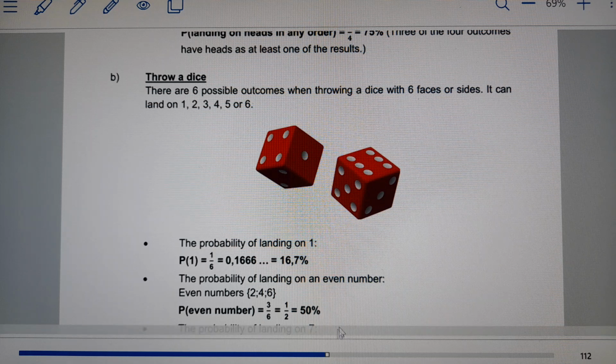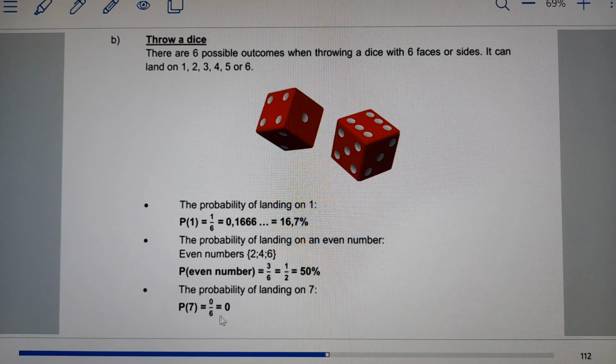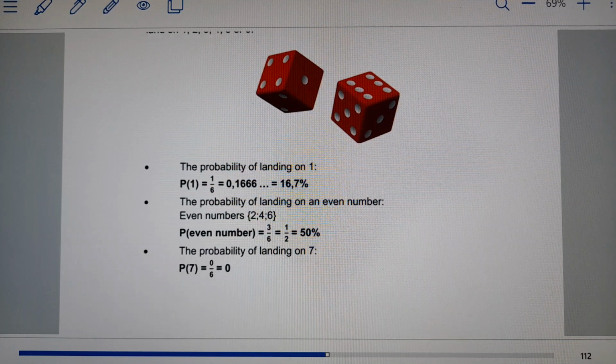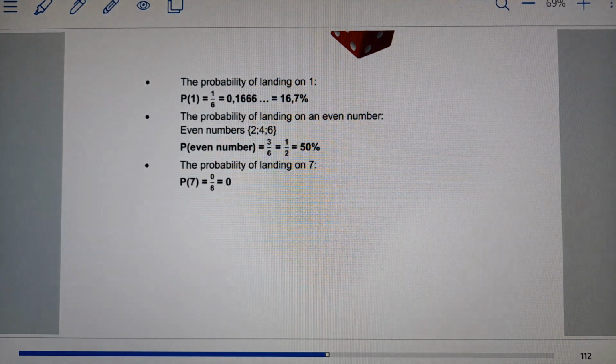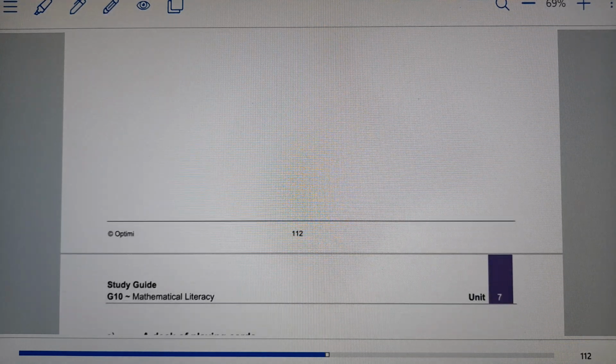So the probability of landing on 7, does a die have 7? No. So the favorable outcome for 7 is 0. Divide by the total outcomes, which is 6. Okay, so we'll have 0/6, and our answer will be 0. So the chance of this happening is impossible. You see how you also use the probability scale and the weighting that are there.